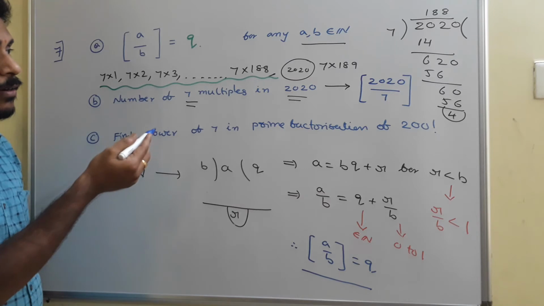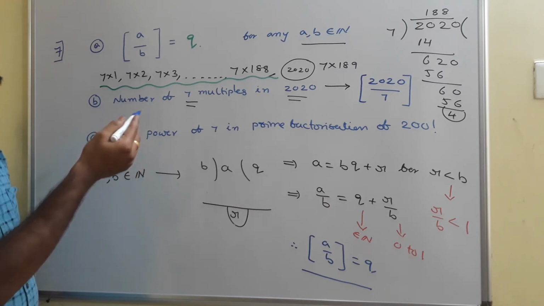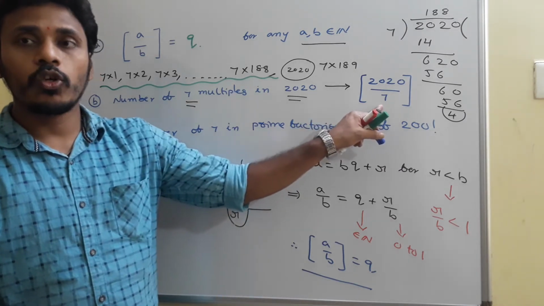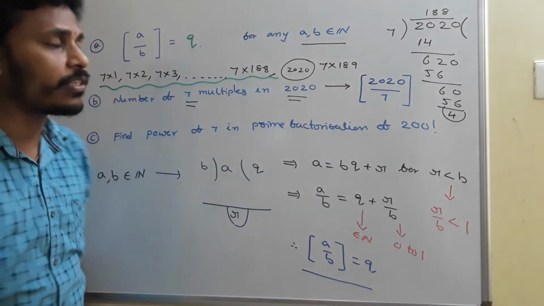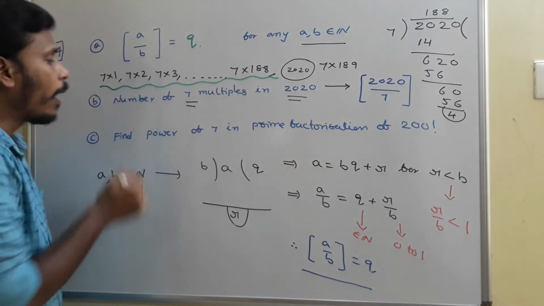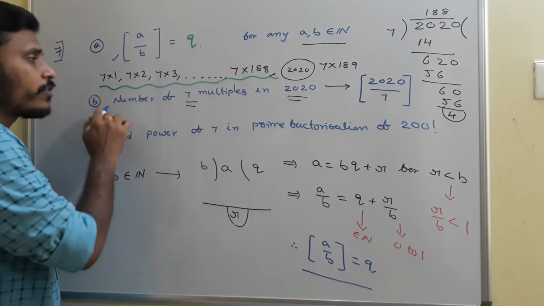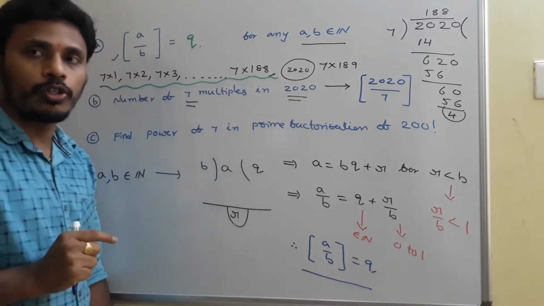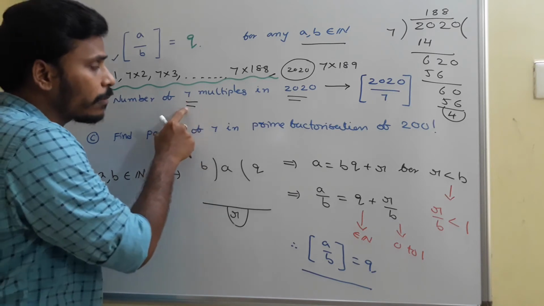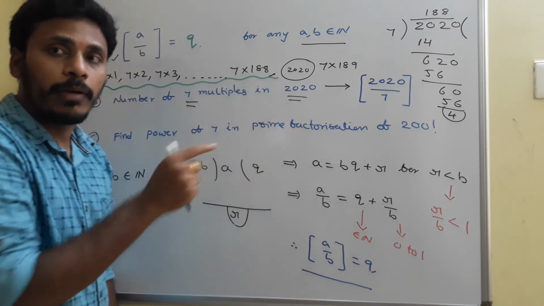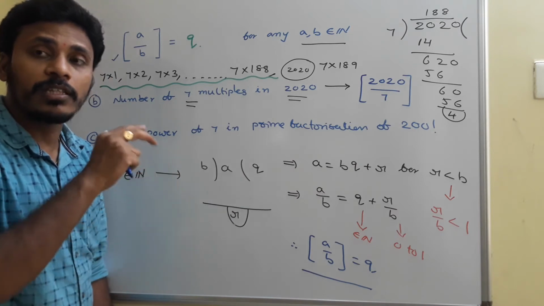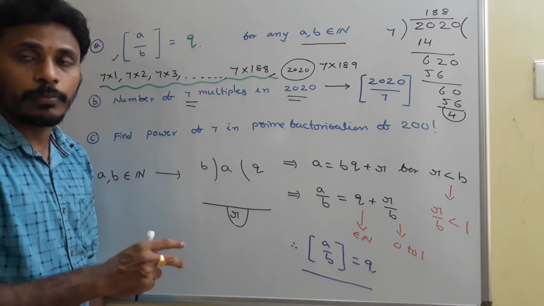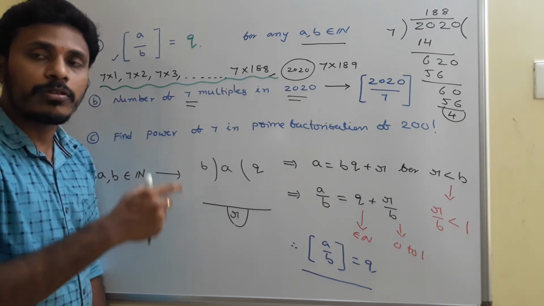It is 188 point something, so its step value is 188. Usually we go with the division process and say the number of 7 multiples is 188, but with the involvement of the step, we are making a formula. Number of 7 multiples in 2020 is step of 2020 by 7. Number of 3 multiples in 100 is step of 100 by 3. Number of 5 multiples in 1000 is step of 1000 by 5. Like that we will calculate the number of p multiples in a number n.